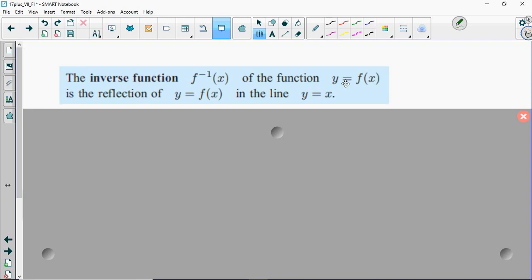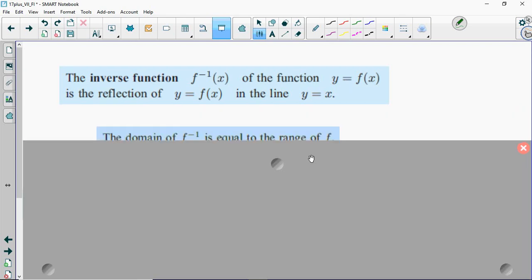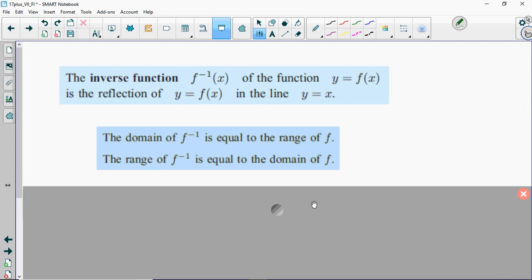Before we go on, let's talk about the domain and the range of an inverse function. So what can we say about that? Well, since the domain is all the possible x values and the range is all the possible y values, but with an inverse function, we are switching x and y. That means that when we compare it to the original function, we're also going to switch the domain and the range. The range of the original function is the domain of the inverse, and the domain of the original function is the range of the inverse. We're just switching x's and y's.